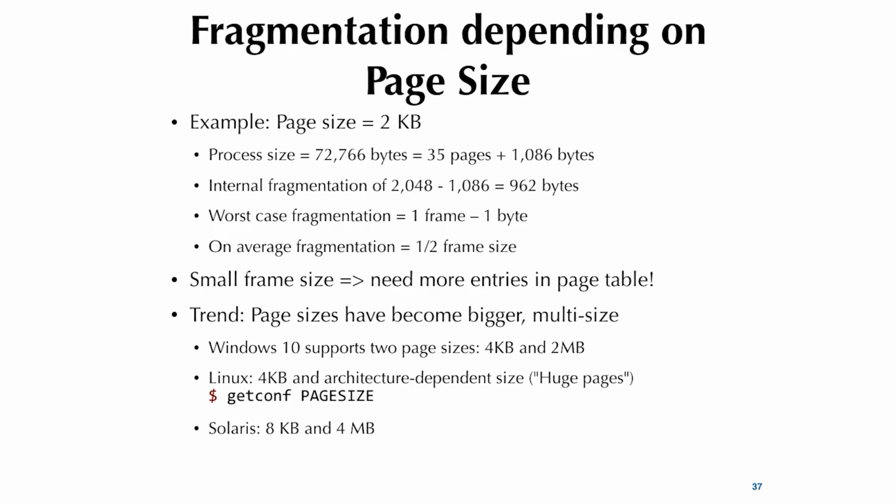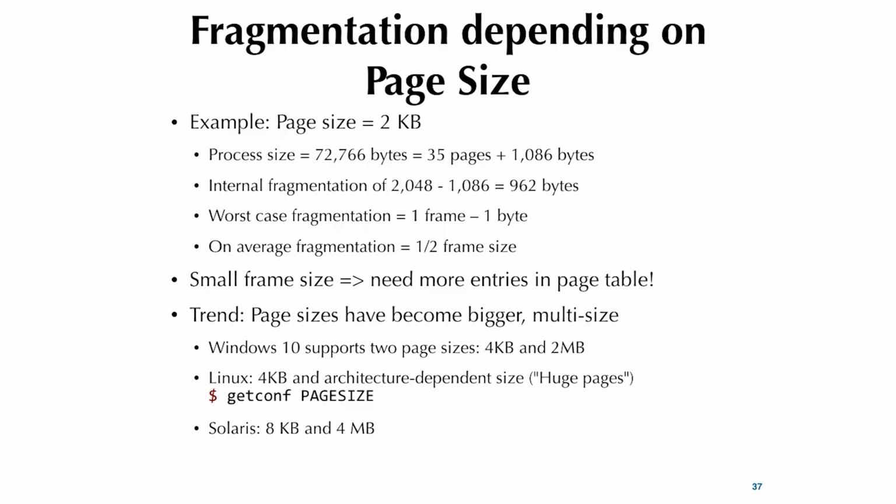Okay. And so if you have a smaller frame size, what happens? Well, that means you need more entries in your page table to track these smaller pages. But if you have a larger frame size or page size, then you need fewer page table entries, but your fragmentation could be worse because it depends on the frame size. Half of the frame size is wasted, right? Now, what's the trend? Well, the trend, as you could probably guess, is that page sizes become bigger over time.